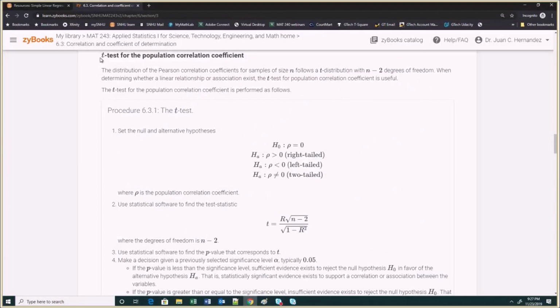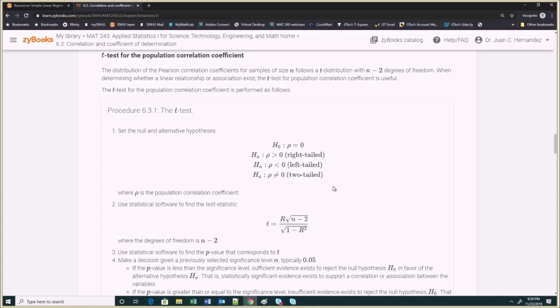So we can also perform a hypothesis test for the correlation coefficient that we calculate. The hypothesis test will tell us whether the correlation coefficient is significantly different from 0 or not. We will have a null hypothesis where we say that the correlation coefficient equals 0, and we can have the alternative hypothesis as being one of these cases.